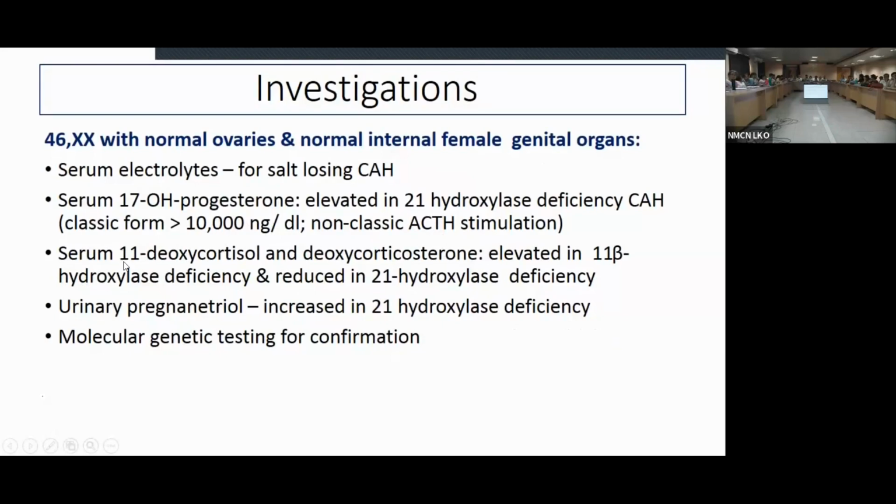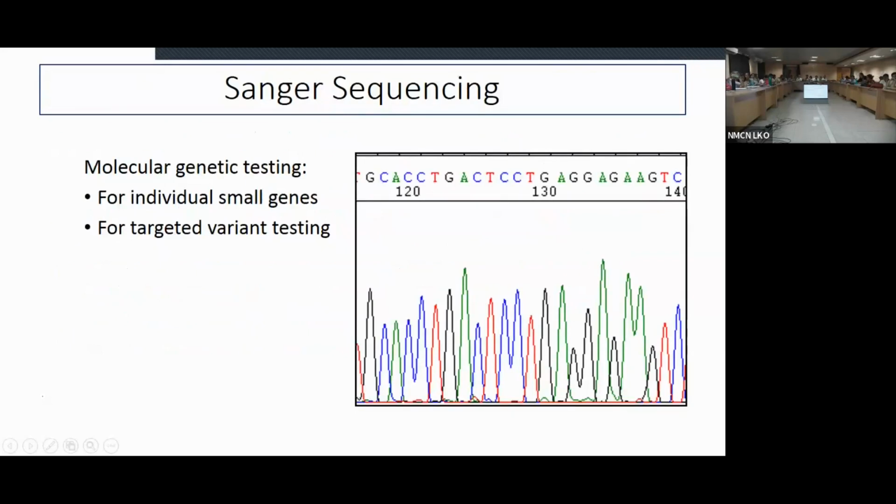The other parameters you could look for, but which are not really readily available assays, include serum 11-deoxycortisol and deoxycorticosterone, which are elevated in 11-beta-hydroxylase deficiency, but reduced in 21-hydroxylase deficiency. Likewise, if available, you could do urinary pregnanetriol as well, which is supposed to be increased in 21-hydroxylase deficiency, but again, not a very readily available assay. So generally, most of us go for this molecular genetic confirmation only.